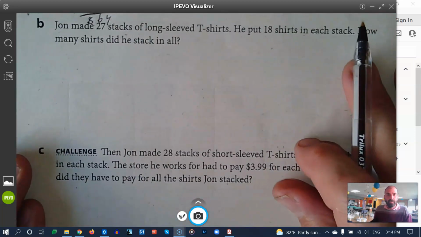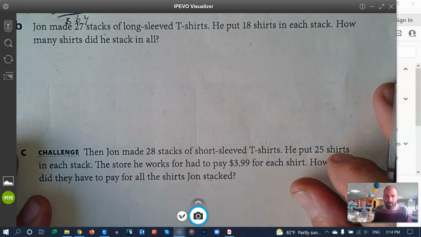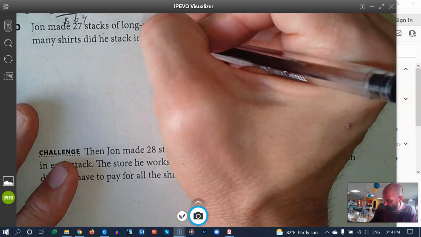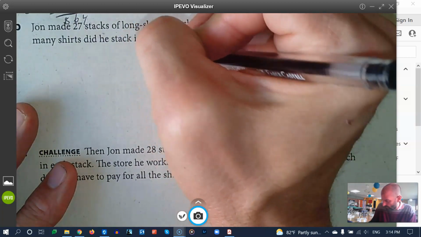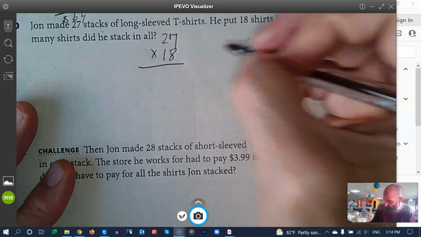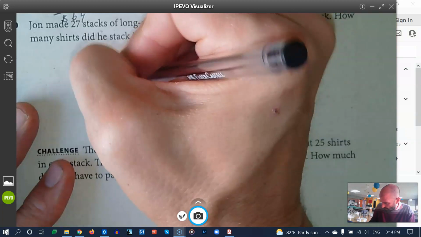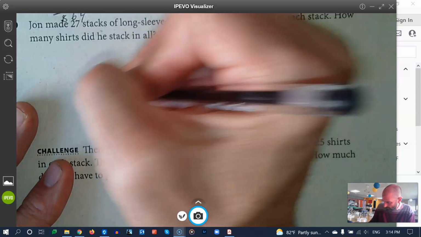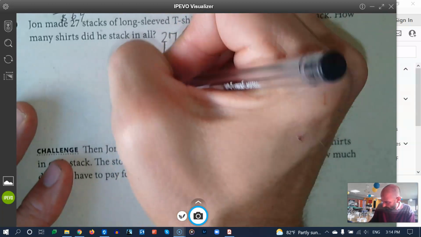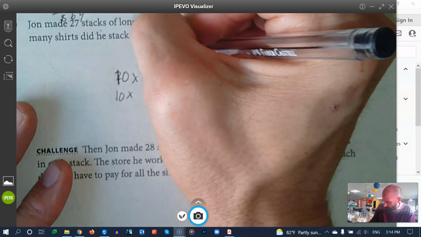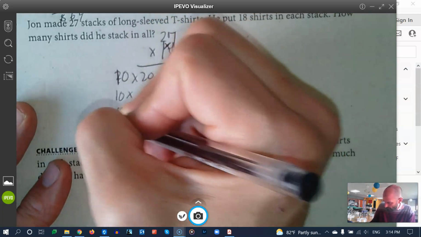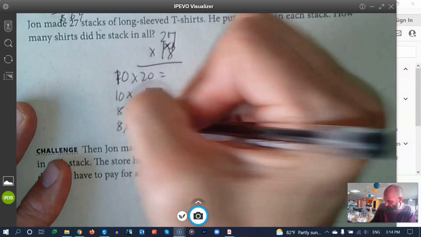All right, cool. Next up, John made 27 stacks of long sleeve t-shirts. He put 18 shirts in each stack. How many shirts did he stack in all? 27 times 18. So we have 10 times 20. 10 times 7. 8 times 20. And 8 times 7. Those are our 4 partial products.